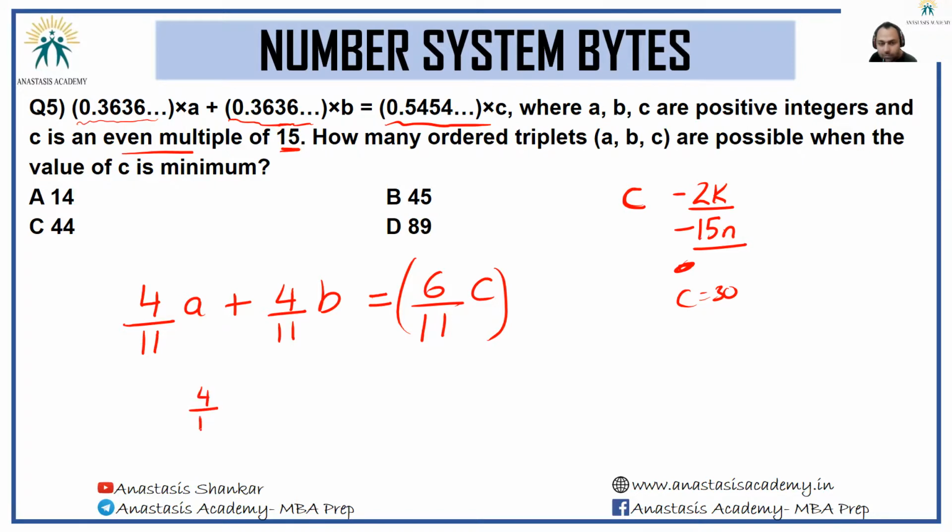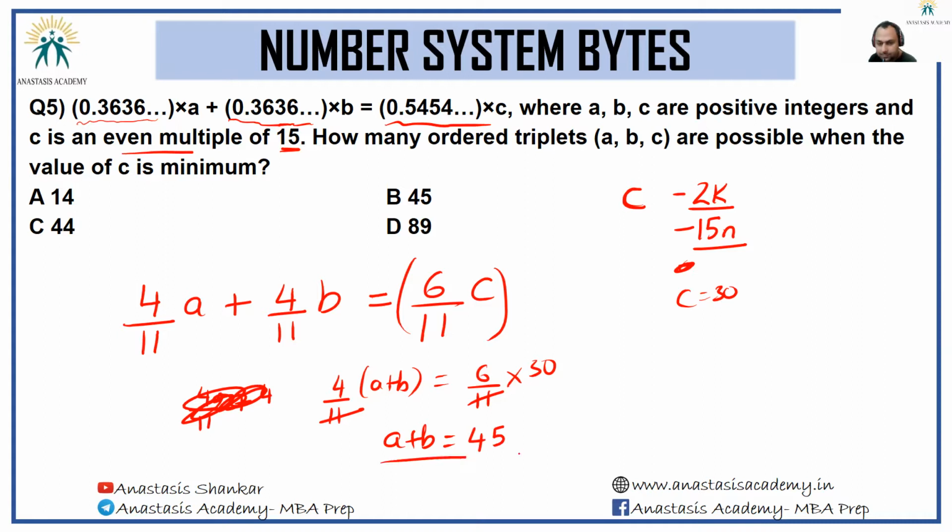So I now have 4 by 11 A plus 4 by 11 B. In fact, I can straight away write the LHS as 4 by 11 into A plus B is equal to 6 by 11 into 30. So 11 and 11 are gone. Now I'm left with 4 times A plus B is 6 into 30. Can I simply write it as A plus B is equal to 45? I've got my final expression. A plus B is indeed equal to 45.